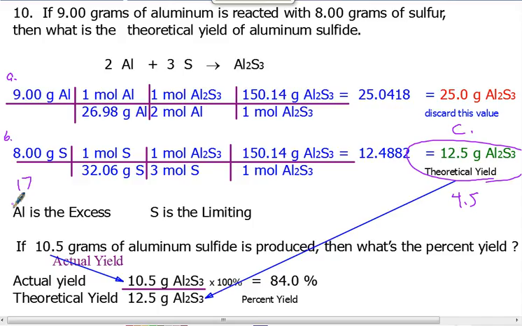I hear you. But the aluminum is in excess. There'd probably be about 4.5 grams of aluminum just sitting there going, what, we're done? Right? How many grams of sulfur would be left over? None. There'd be 0 grams of sulfur left because you used it up. Right?